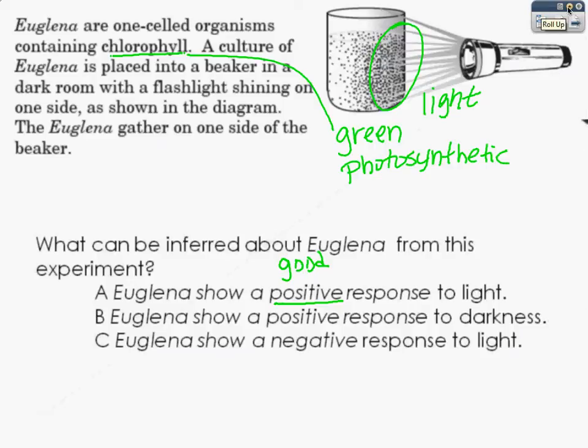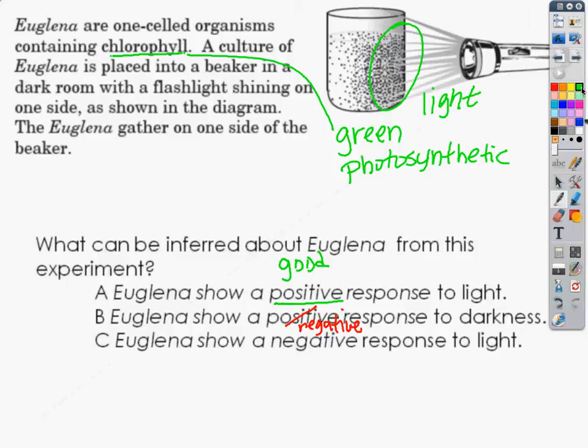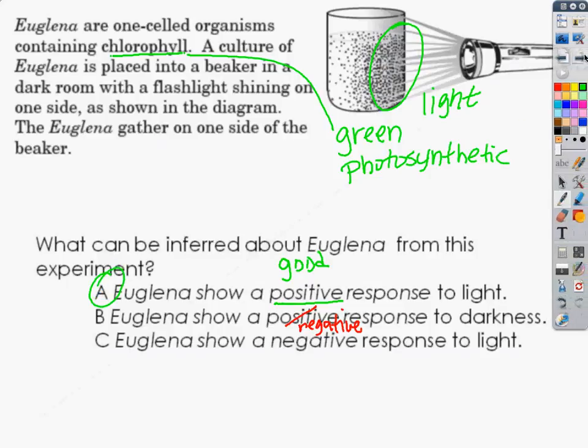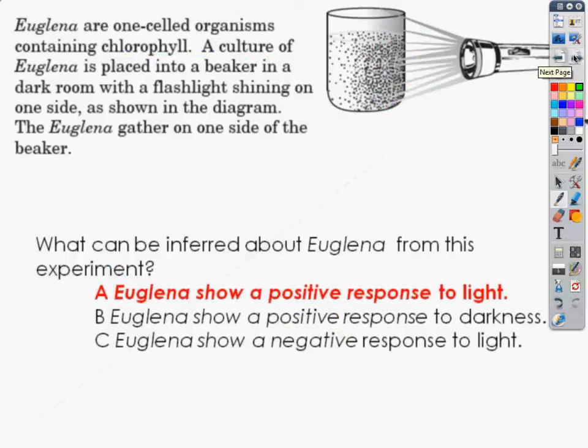Euglena show a positive response to darkness. Oh no, that's a negative response to darkness. Euglena show a negative response to light. That would mean they were going away from the light. So A, again, is your correct answer. All right, moving on.